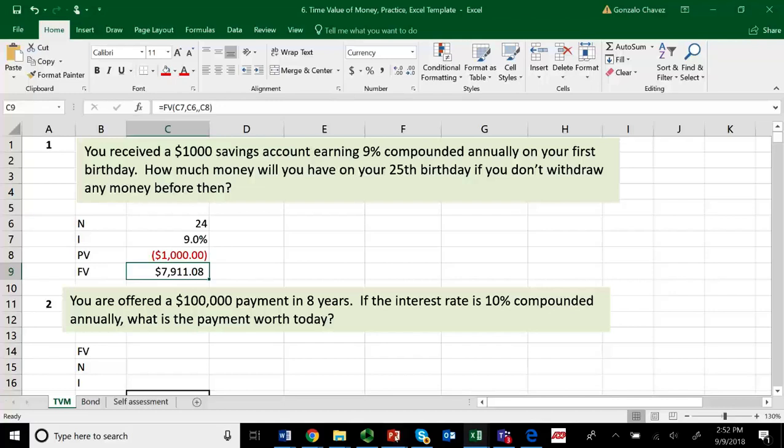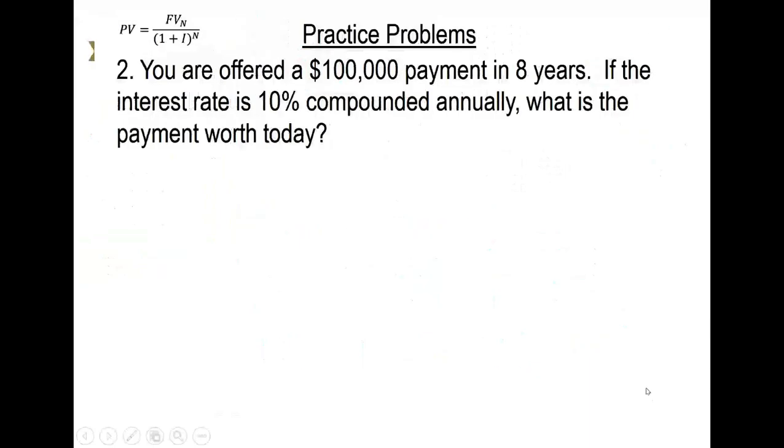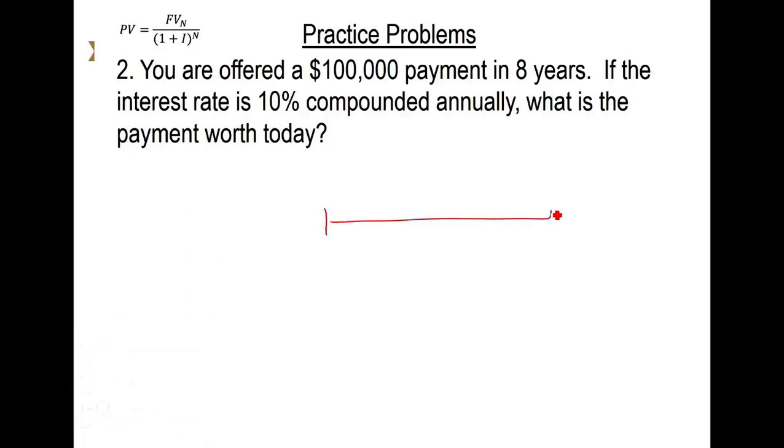Okay, let's go very quickly to the second problem just to show you what the second type of question will look like. You're offered a $100,000 payment in 8 years. Okay, so here you are, basically knowing that 8 years from now you will receive $100,000, right? So in 8 years, what is this then? This is the future value, right? Future value in year 8.